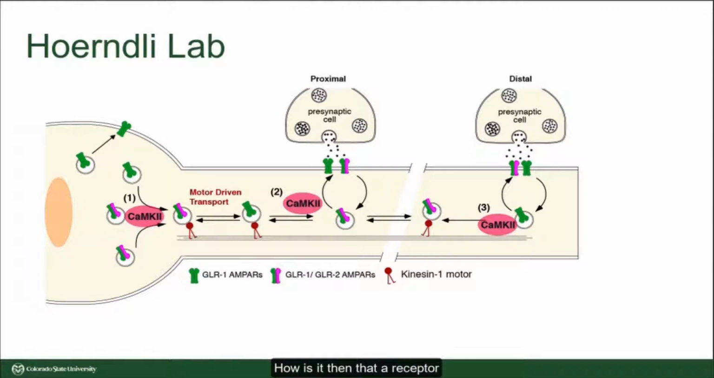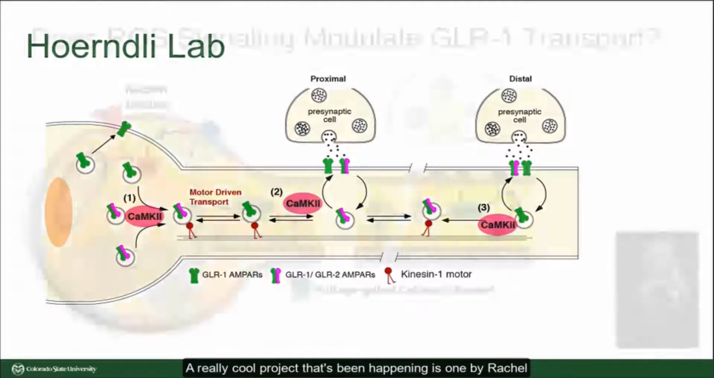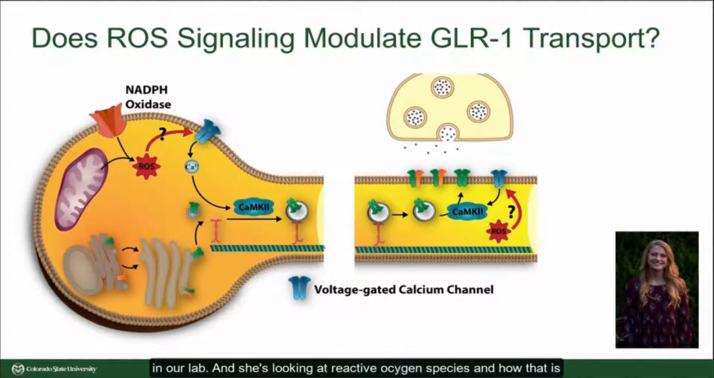And so how is it then that a receptor that's primarily made in the cell body knows that it needs to go to synapse 2 and not synapse 3000? Or how does it know it needs to skip all of those synapses, go to synapse 1300 and not synapse 2? This was really the foundation of the Hermle Lab here, and we're really interested in looking at how different parameters change glutamatergic transport, and really how that relates to synaptic plasticity and memory.